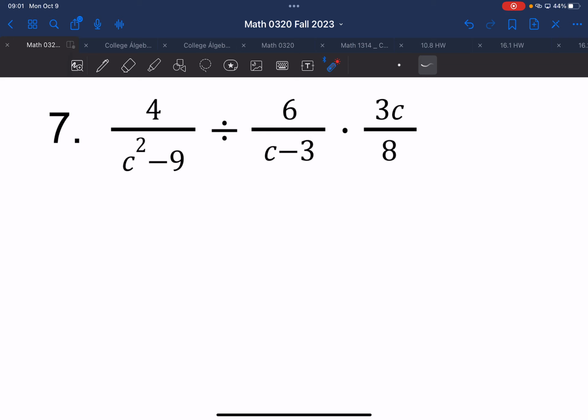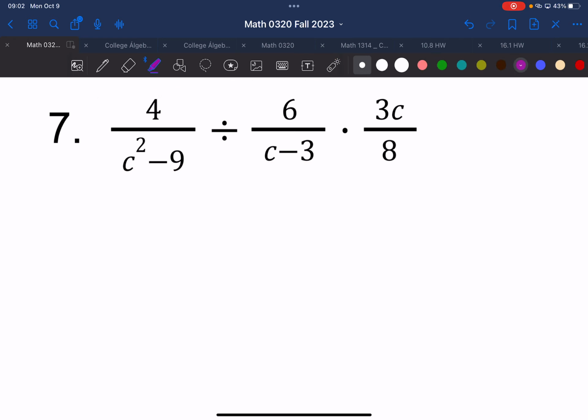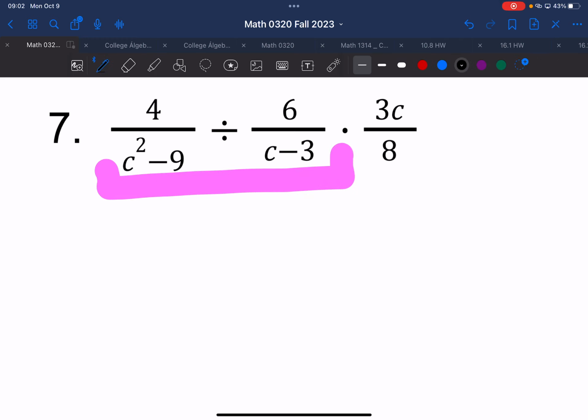Now we have problems like number 7 where we have division and we have multiplication. So in these type of problems, we want to break it apart step by step. So what we're going to deal with first is just these first two fractions. So we're only doing this first. Which means since we're dividing, what do we have to do to that second fraction? Flip it. So I have 4 over c squared minus 9 times c minus 3 over 6. We're only doing this part first.